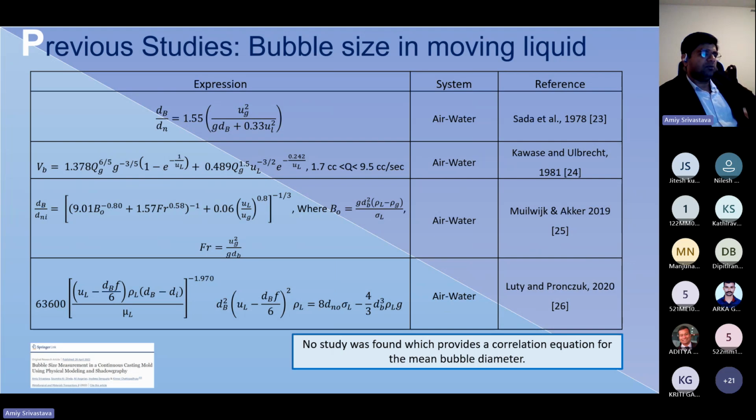But my problem was related to dynamic, moving liquid, because new liquid was all the time introduced from the tundish. So one more parameter was introduced, the velocity of liquid steel. That parameter was not there in the previous studies, so I tried to find equations for that also, and I found these many expressions. Here people have used UL, which is liquid velocity, and UG, which is gas velocity. Till 2020, people have been developing these equations.